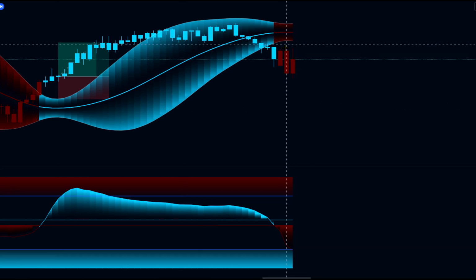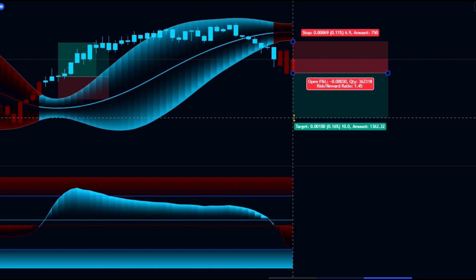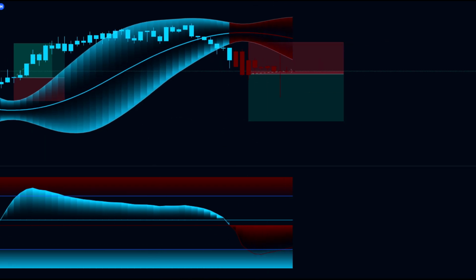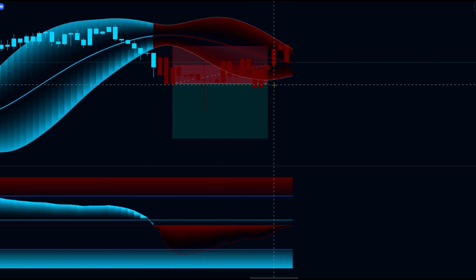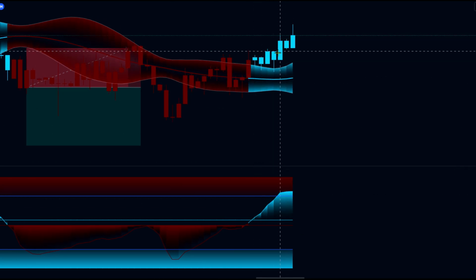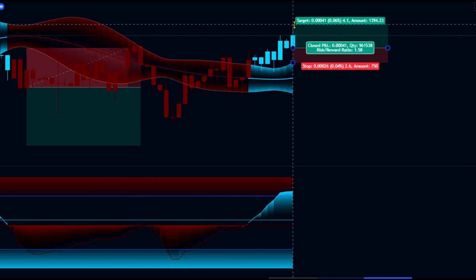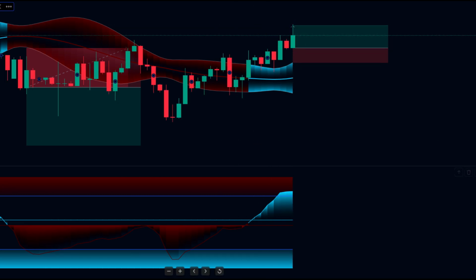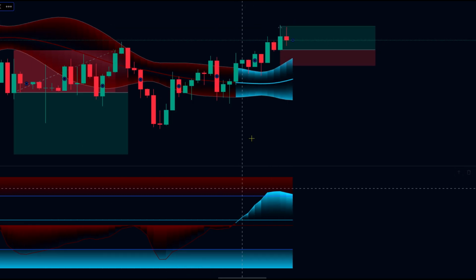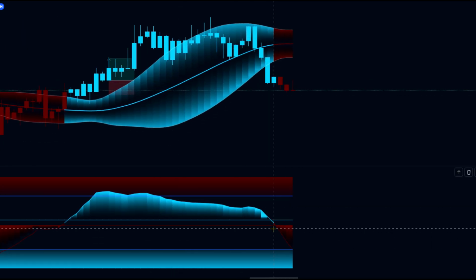One more, DEMA below 45, high below lower SD, short entry on the second candle. Price climbs instead, SL hit, loss recorded. And finally, DEMA above 55, previous low above upper SD, long entry at second candle close. Price rises smoothly, TP hit, trade successful.